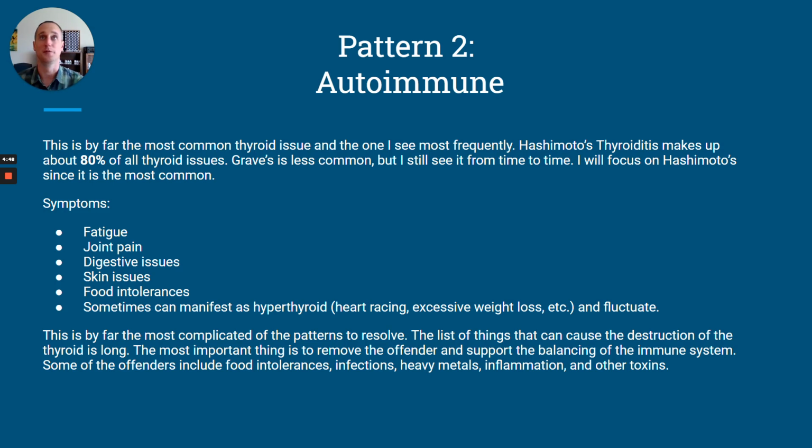Some of the offenders can be food intolerance, could be heavy metals, could be inflammation. There's other toxins involved there, but by far I see either food intolerances or infections as being the most primary. The other way that you can get into autoimmune is an imbalance in the immune system, which gets a little bit more complicated, but what happens is there's one side that is Th1 and then there's one side that is Th2.